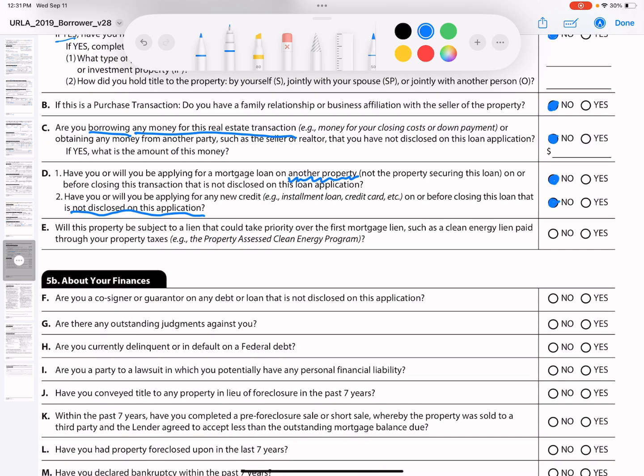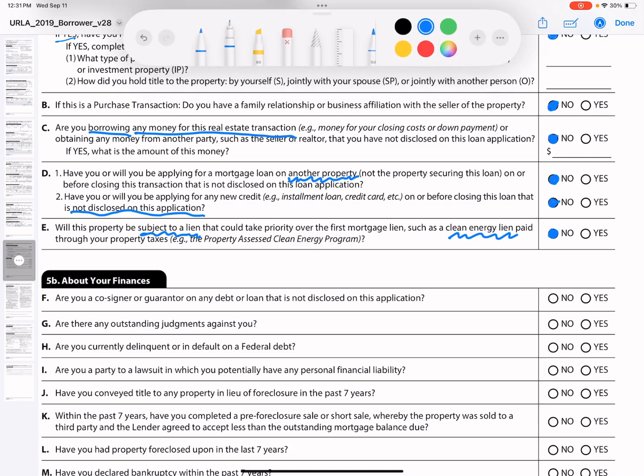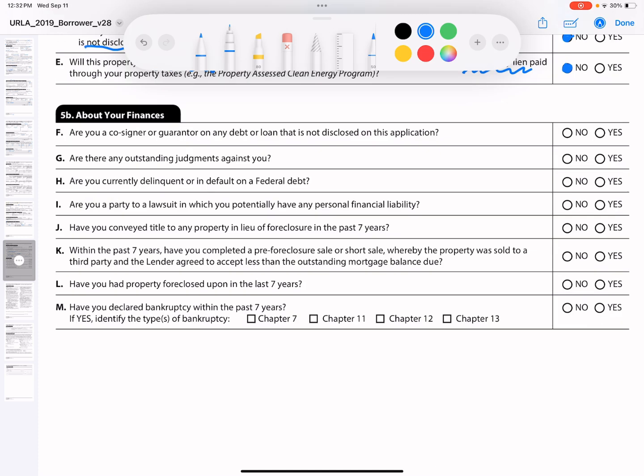Will this property be subject to a lien? This is pretty rare. Clean energy lien. You would know it if you had it, and this would probably not apply if you were in the pre-qualification phase, so we're just going to say no. If you were doing a refinance, this would be a little more sensible because you would know what the property was, but in this case, we're just going to say no. Are you a cosigner or guarantor on a debt that is not disclosed on this application? This does happen sometimes. You might have cosigned for someone and it doesn't appear on your credit. We're going to say no. Let's hope you didn't do that.